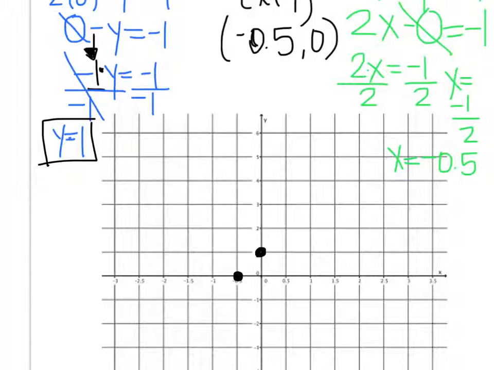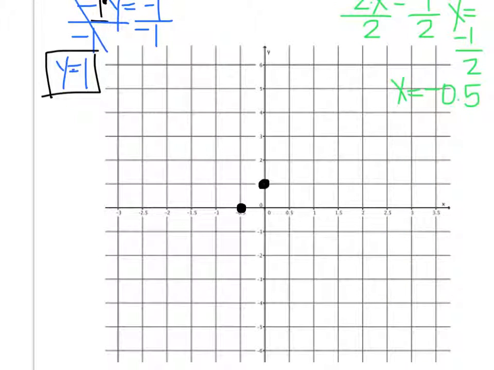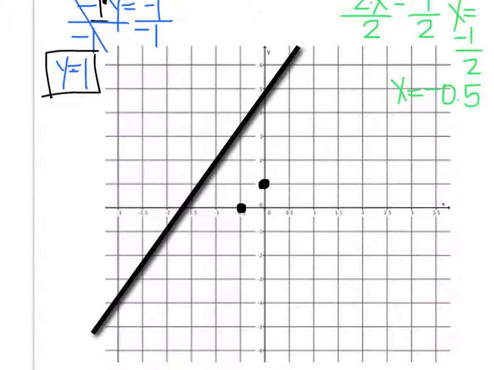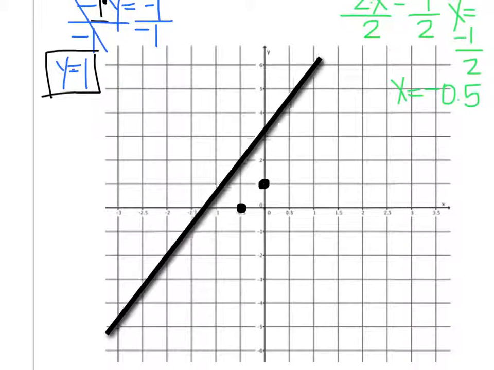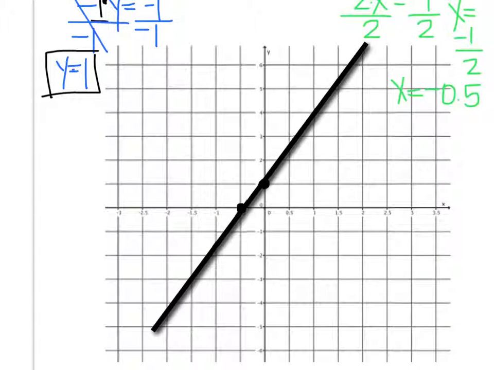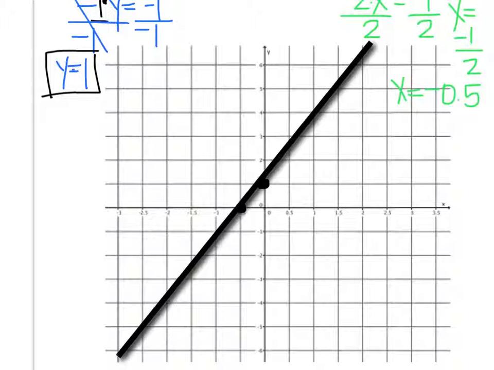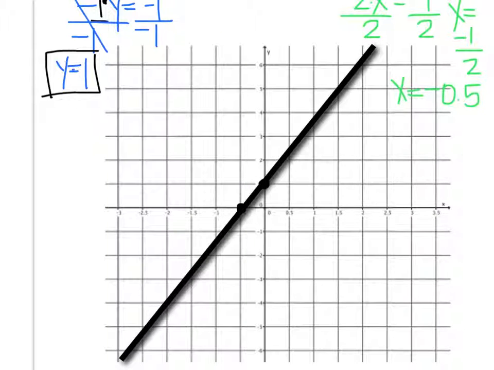Make sure you draw your line going through your entire graph. Again, make sure it has arrows on both ends. And make sure you label it with your equation, because when we go ahead and graph our next equation, we want to be able to tell which one is which. Okay, so that looks pretty good. Arrows and label. 2x minus y equals negative 1.